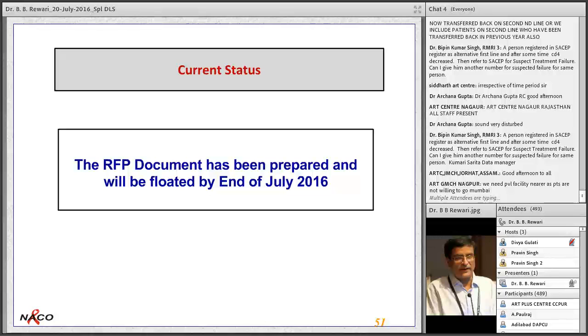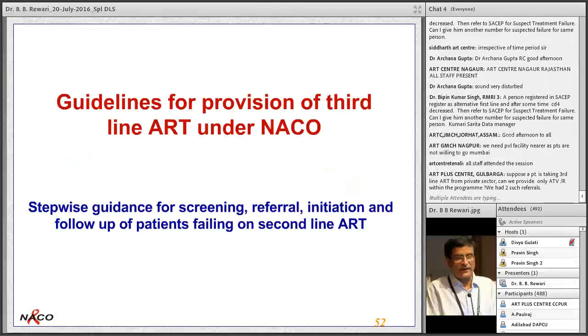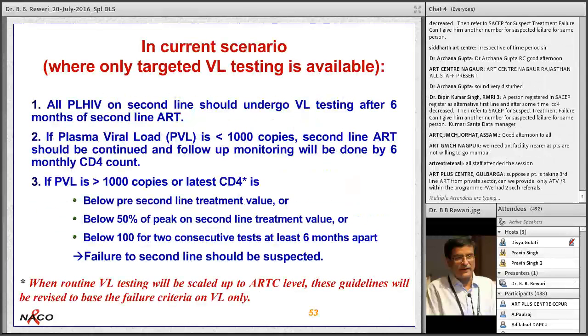Okay. We move on now to the next topic. Guidelines for provision of third line ART. Again, the mechanism is referral to SACEP. Third line ART is only available at 10 Centers of Excellence as of now. There is a new change. All PLHIV on second line ART should undergo viral load testing after 6 months.